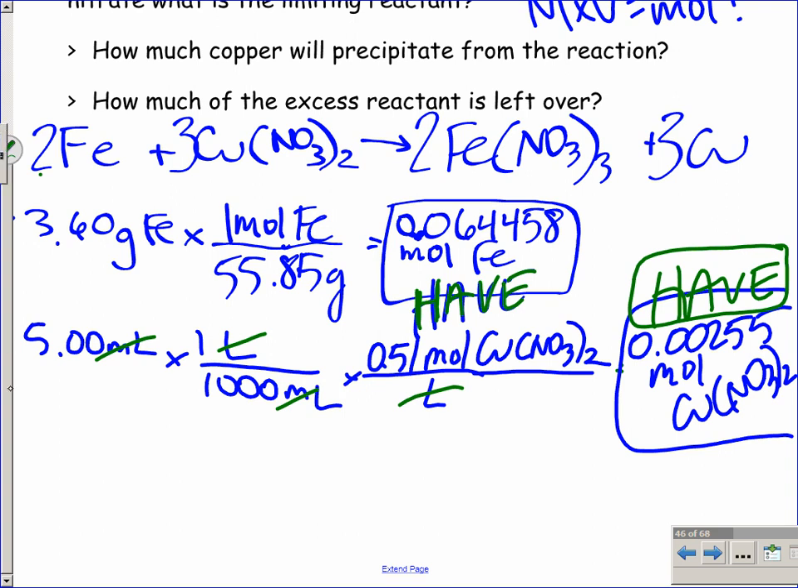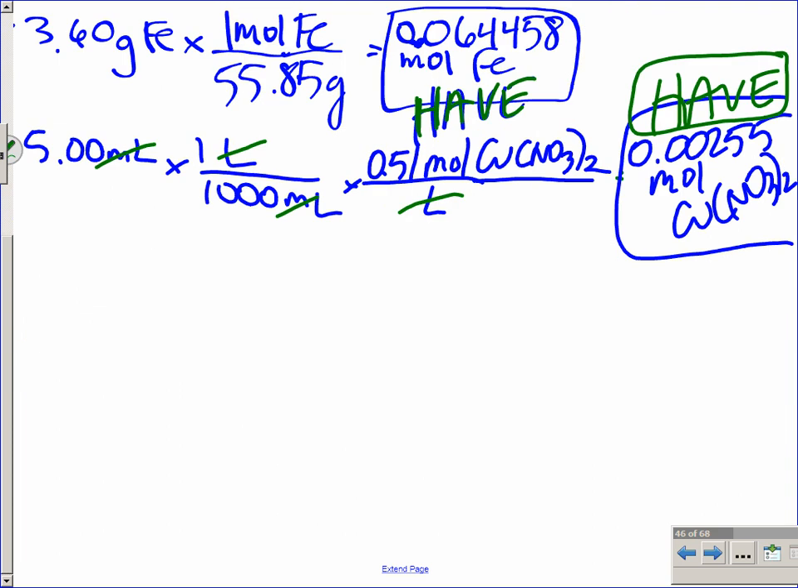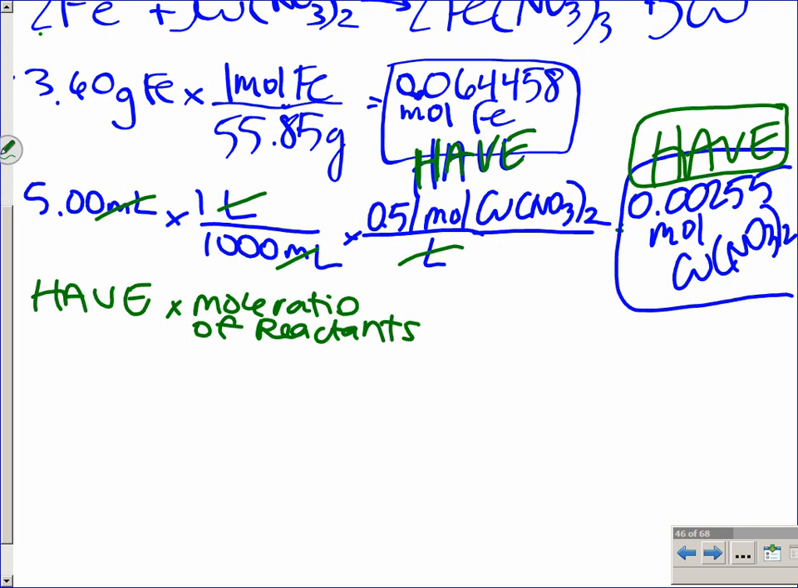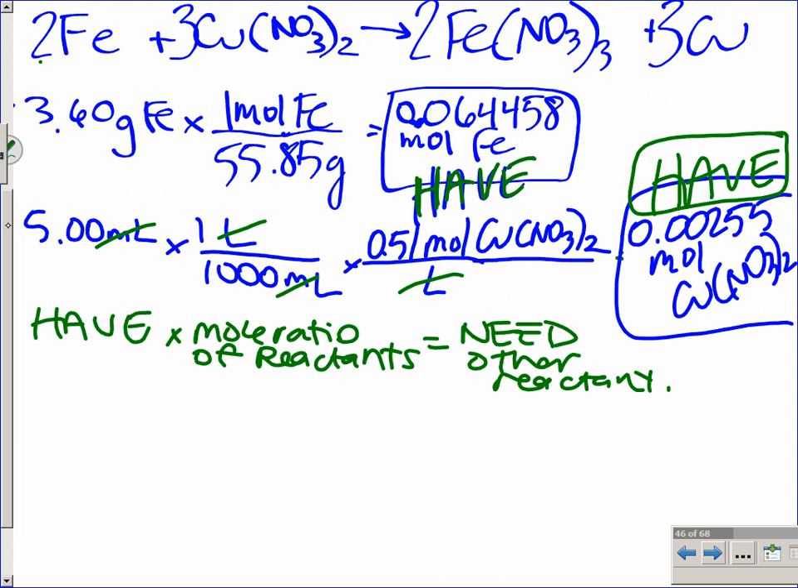So here's what we do next. We're going to take our halves and multiply them by the ratio of the other reactant to see, do I have enough of what I actually need? So here's what you do. Take your half and multiply by your mole ratio of reactants, and you're going to figure out your need of your other reactant. Right now this is gibberish, but as I do the example, this will make sense. You're going to take your half moles and multiply by the mole ratio given by the equation and get your need of the other reactant.